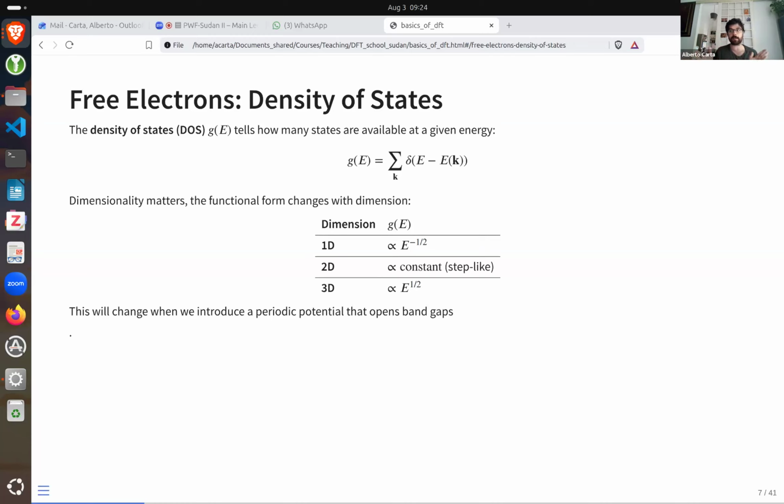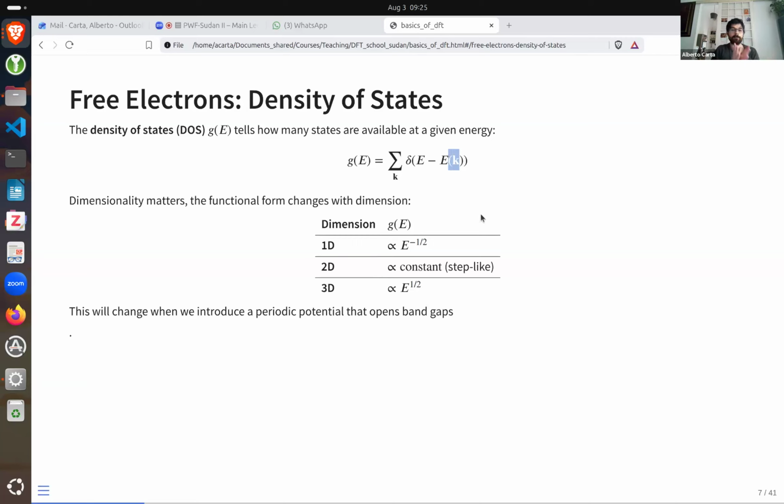So when you start looking at solids, at a given energy you're not going to have one single state. You're going to have a bunch of them, and the density of states is the quantity that counts the states at an available energy. This delta function that you see here, a Dirac delta, is just a complicated way to say: count for me, at a given k vector, at a given wave vector, the number of states at energy E identical to the energy of that k vector.